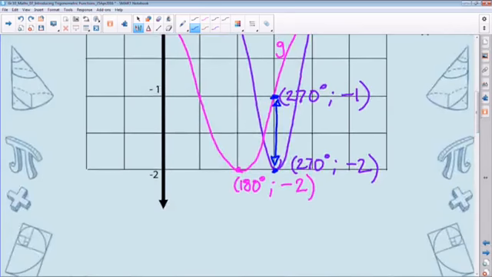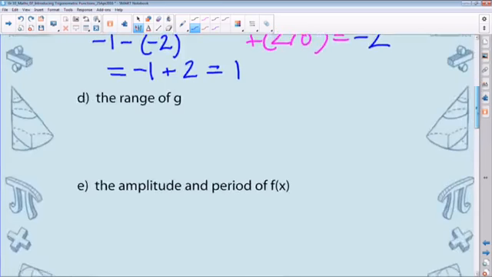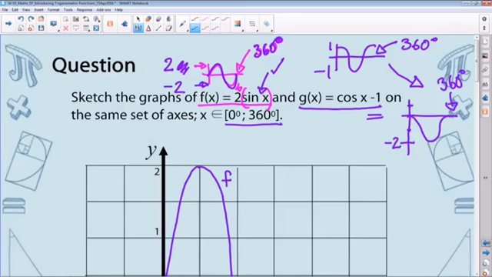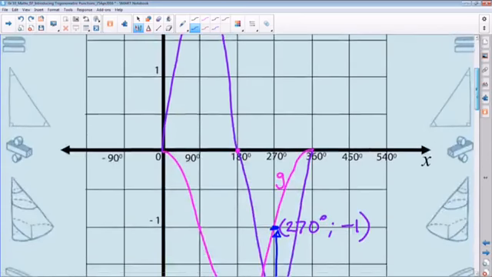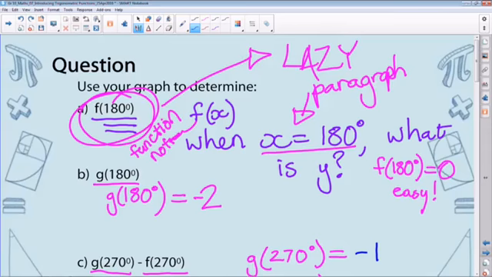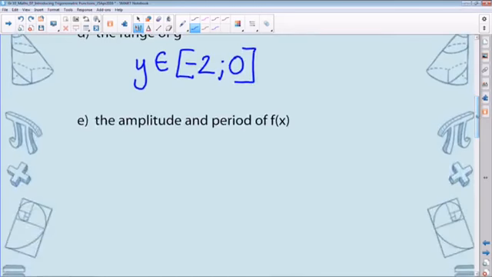Now the next question asks for the range of g. Okay, so g was the cos graph. And let's go and look at the cos graph. The cos graph starts at 0 and goes down to -2. So those are the possible y values it can be. So I'm going to write down y is an element of, and it starts and includes -2 and goes all the way to 0. Then the amplitude and the period of f of x.